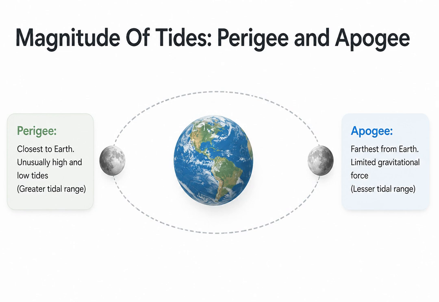Because gravitational pull strengthens as distance decreases, the tidal range during perigee is much greater than normal, resulting in unusually high and low tides. Conversely, 2 weeks later, the Moon reaches apogee, its farthest point from Earth. At this distance, the Moon's gravitational force is weaker, meaning the tidal ranges are noticeably less than their average heights.